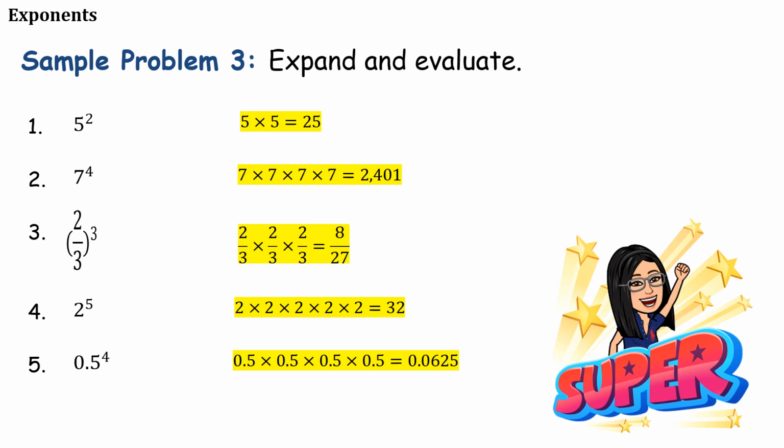Very good. Let's do the first one. The first one says 5 to the second power. And all I have to do here is multiply that number 5, that is our base, 2 times by the same number. And 5 times 5 equals 25. Very good.